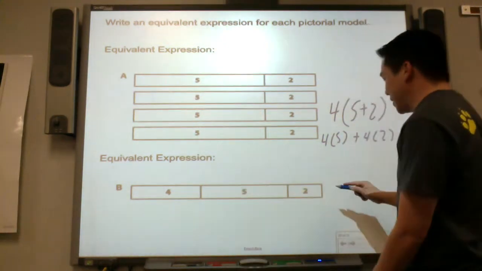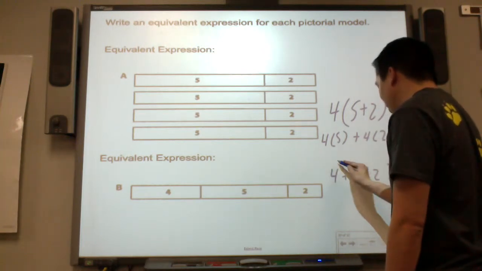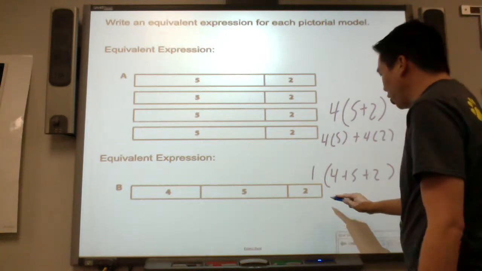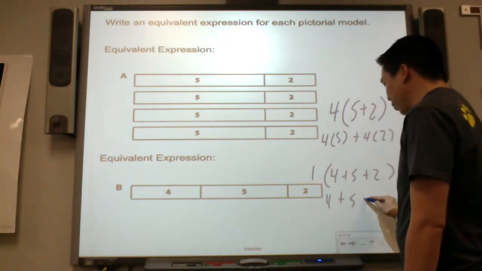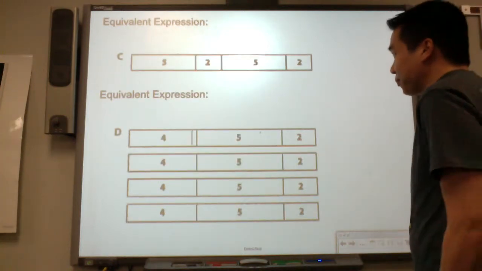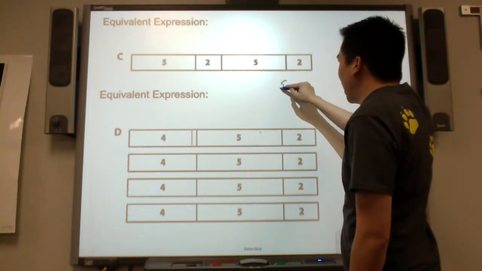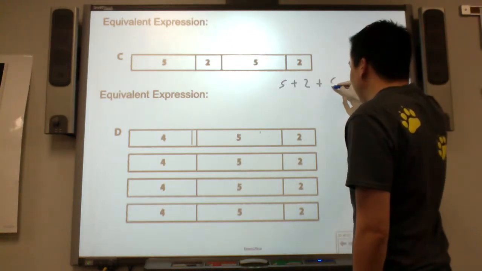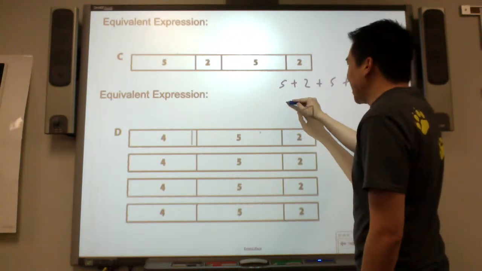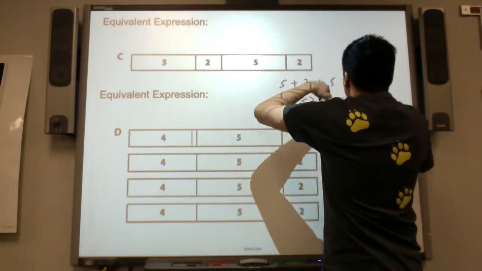Next one. I see a 4 plus a 5 plus a 2. So it's one group of 4 plus 5 plus 2. Or you could just say 4 with a 5 with a 2. Next one. What do you see here? I see a 5 plus a 2 plus a 5 plus a 2. One group of it. Or you could say, I see 2 groups of 5 plus 2 groups of 2.